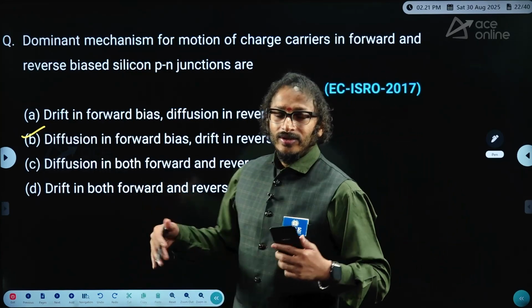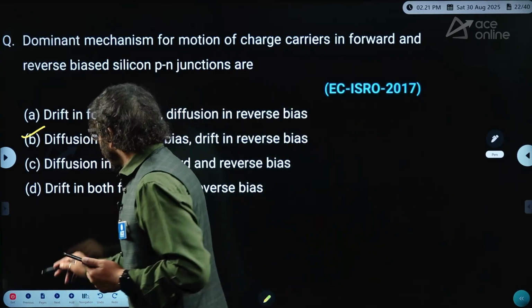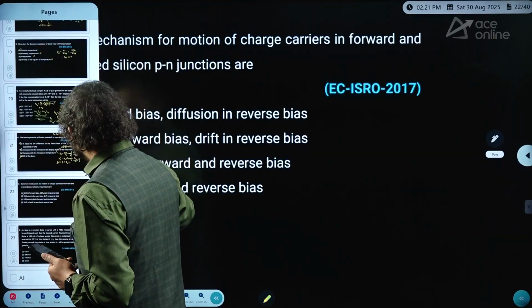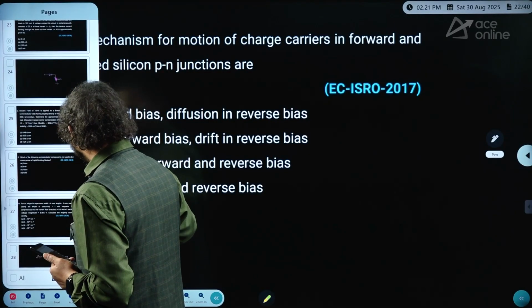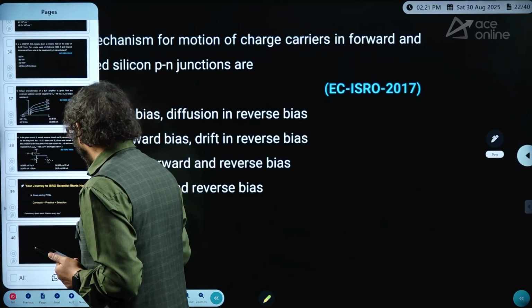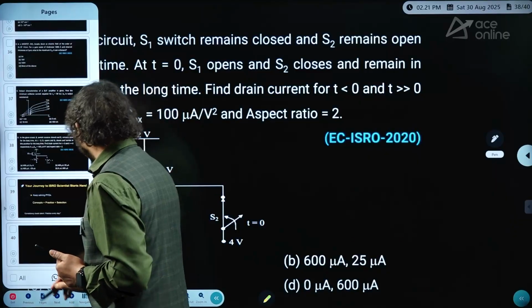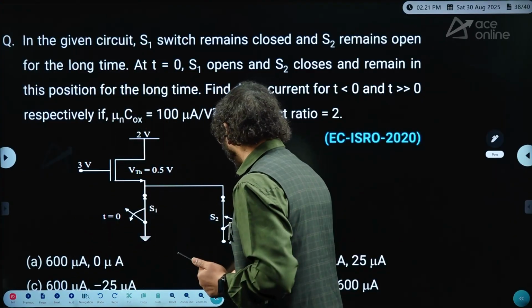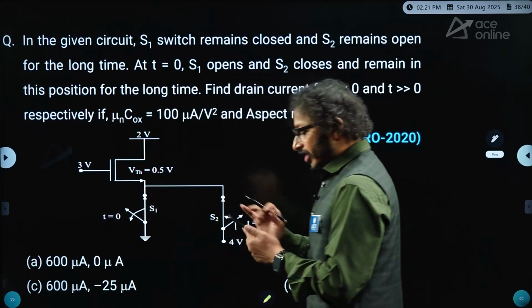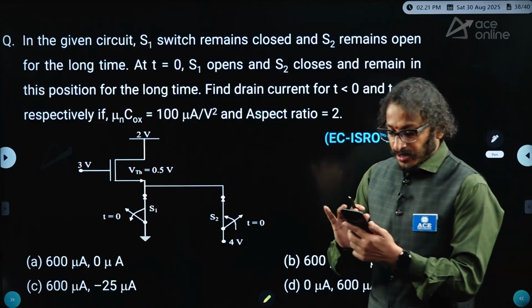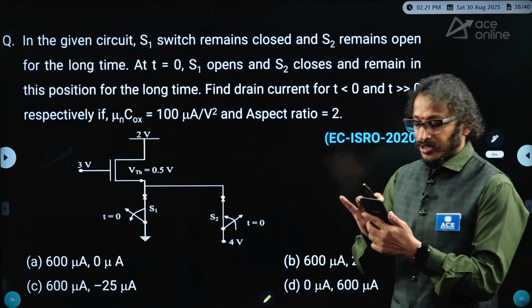So like that, we have a lot of questions. Do one thing, dear students. Because of the very limited time, let me do this question. Very interesting question. Have a look carefully, dears.